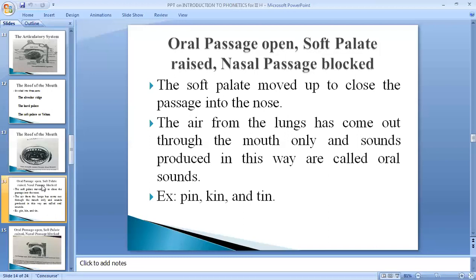How can we produce oral sounds? The oral passage will be opened, the soft palate will be raised, and the nasal passage is automatically blocked. The soft palate moves up to close the passage into the nose. The air from the lungs comes out through the mouth only, and sounds produced in this way are called oral sounds. For example, pin, kin, and tin. These sounds are all produced with the oral passage only.